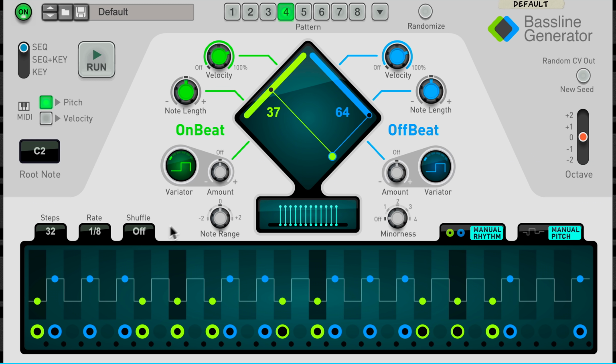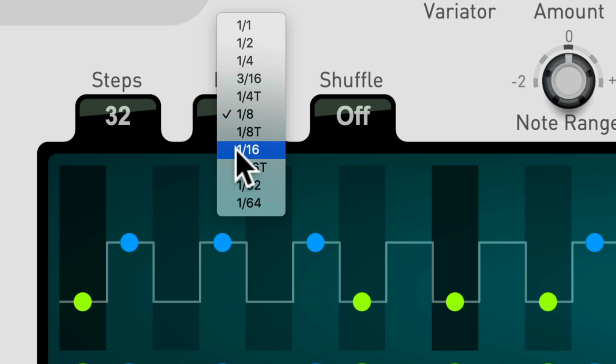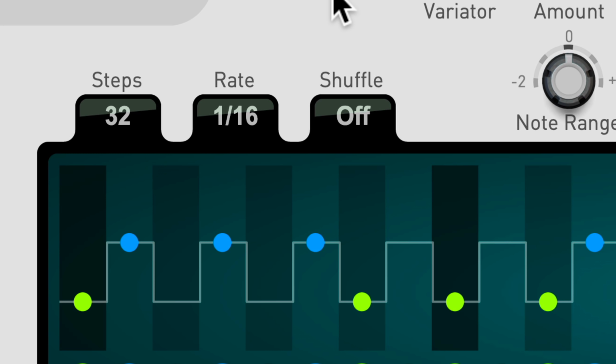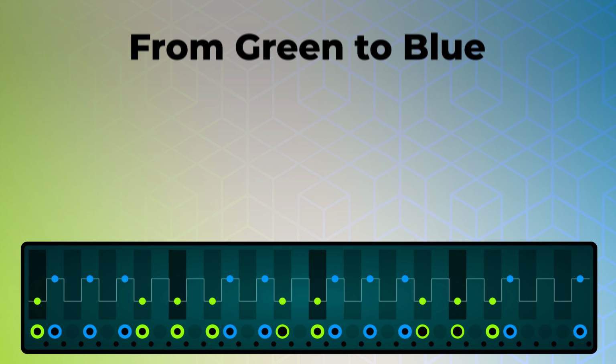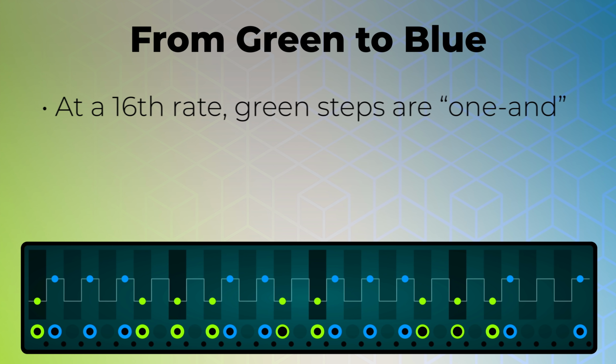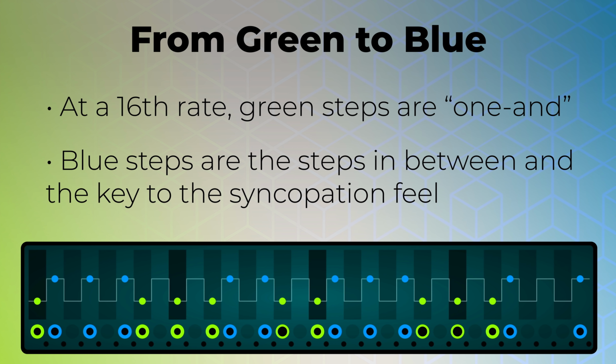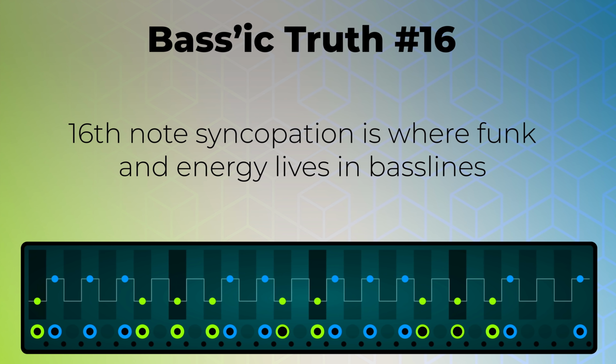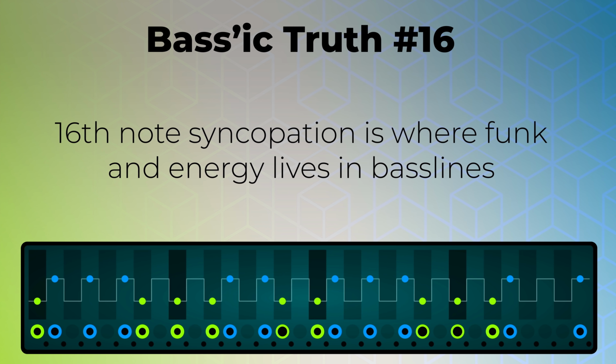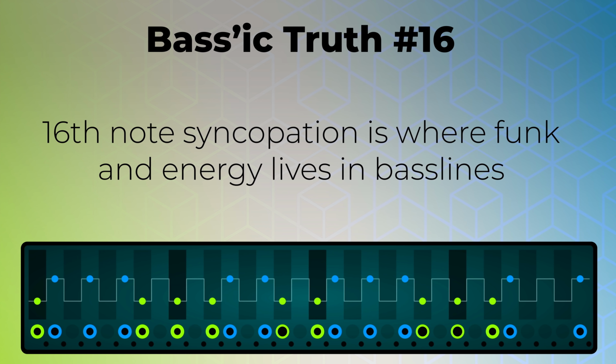If we change the rate from 8th notes to 16th notes, the concept of even and odd steps stays the same, but since we're now moving at twice the speed, the green steps represent both parts of the 1 and 2 and 3 and 4 and 8th note pulse, while the blue steps fall on the syncopated 16th notes which fall in between them. When it comes to cool bass lines that could really interest a listener's ear, these are the notes that give a pattern real flavor and energy.